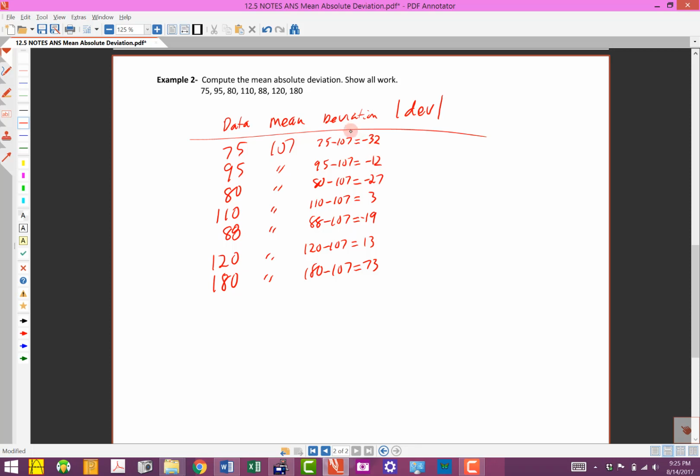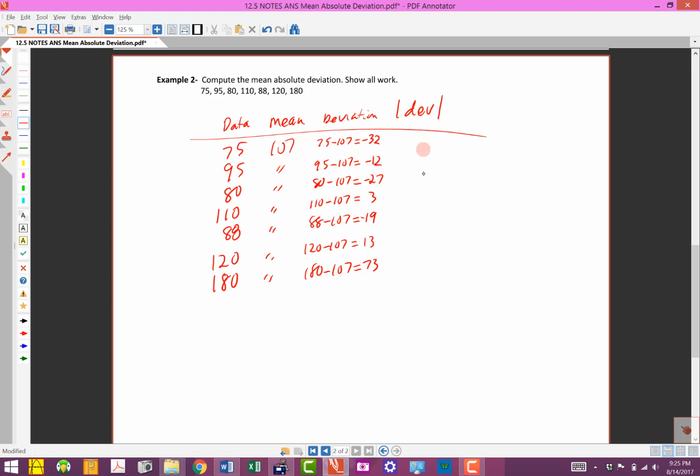We found the deviation by doing whatever the data point was minus the mean. So it's 75 minus 107, we get negative 32. 95 minus 107, we get negative 12. Let's take this big one right here. 180 minus 107, we get positive 73.